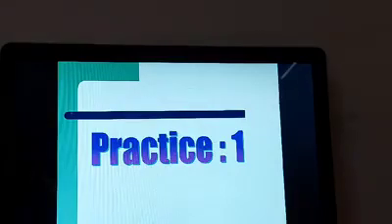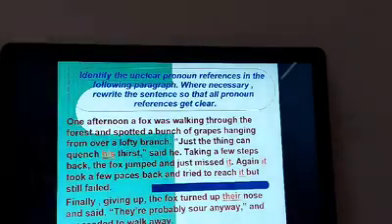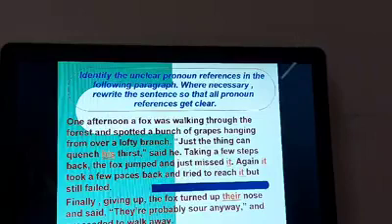I am directly coming to practice now. It is practice 1. I have written the question as it will likely be set: identify the unclear pronoun references in the following paragraph. The paragraph will be given here and you are to make necessary changes. Where necessary, rewrite the sentence so that all pronoun references become clear.